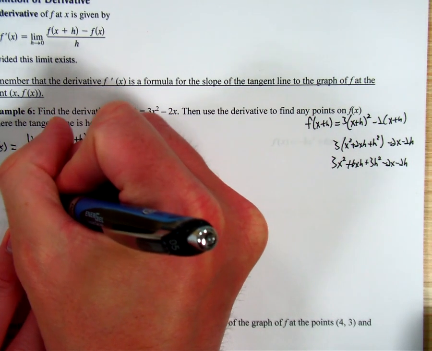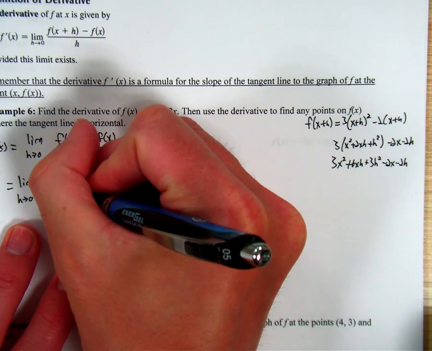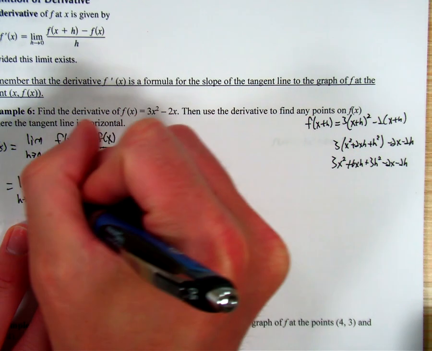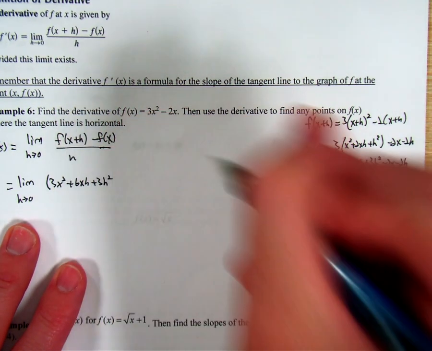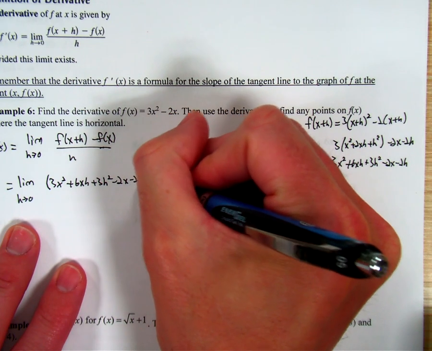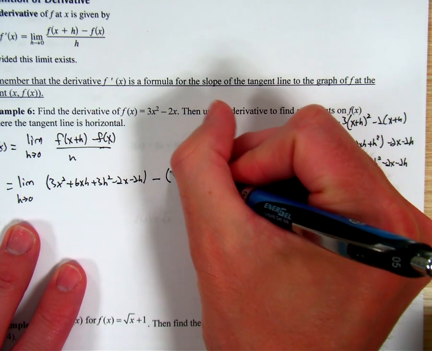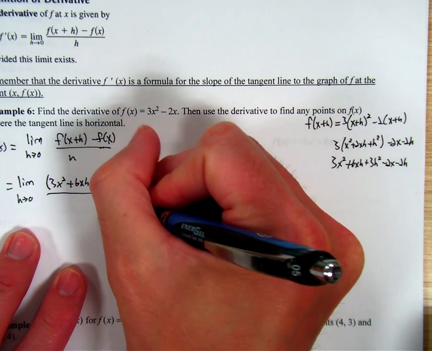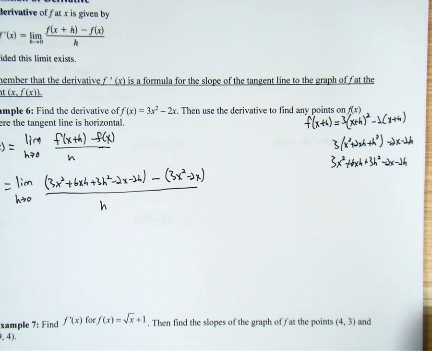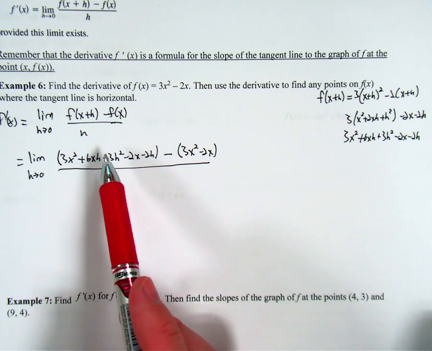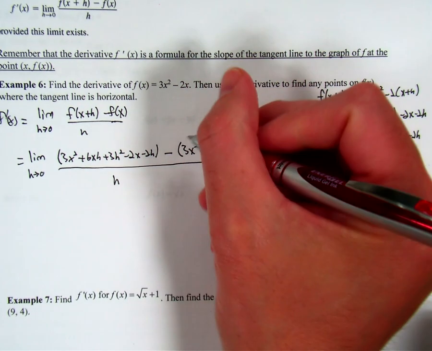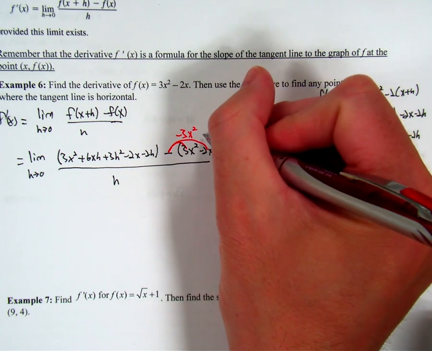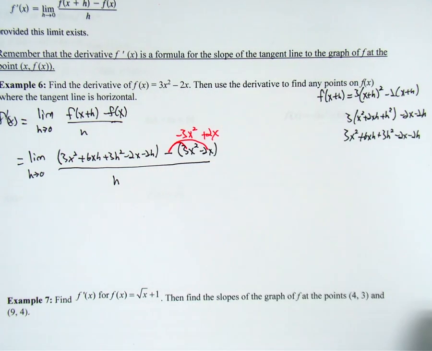Limit as h goes to 0 of all that minus the original f of x. So that's honestly the worst part, is figuring this out, putting it here, and then writing all this down. Because after we distribute this, we should get a lot of things that cancel, and things that factor out and cancel that h.